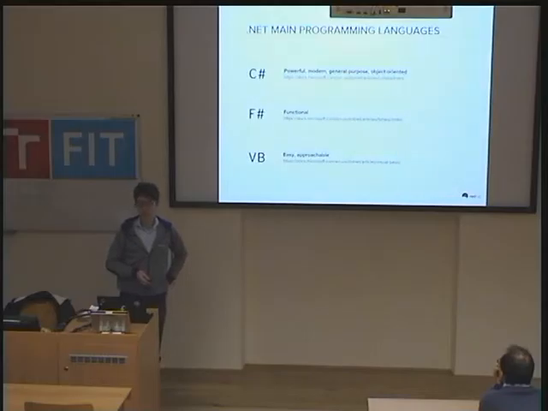The main programming languages of the .NET platform are C#, F#, and VB. C# is a modern general-purpose programming language. It's the most popular programming language of the .NET platform. Most open source projects you see out there, including .NET Core, are written in C#. F# is a functional programming language, and VB is an easy, approachable, general-purpose programming language.